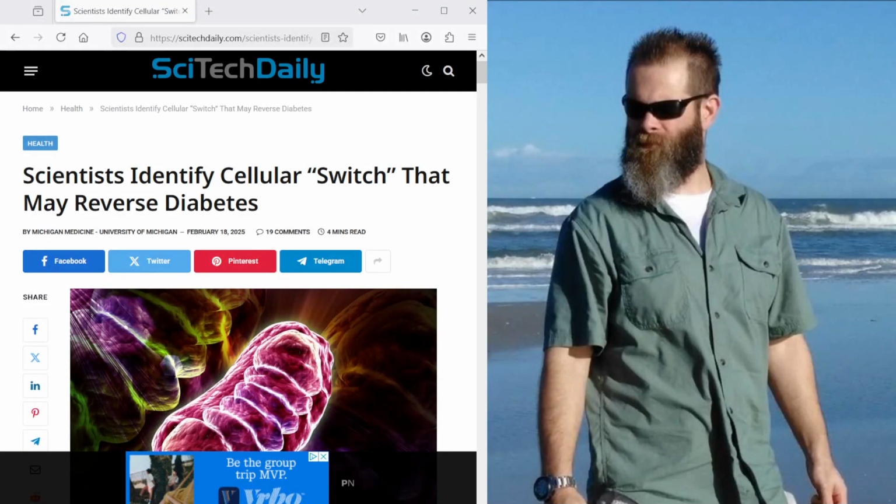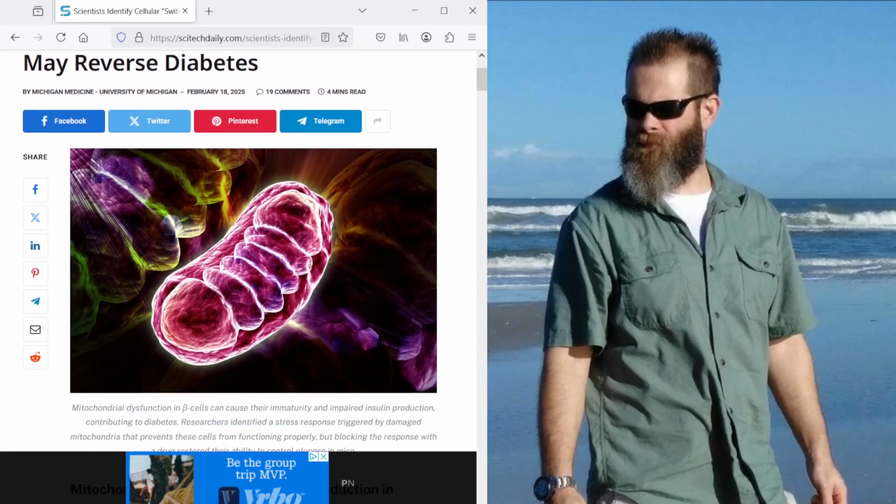This is a super cool article I found. It's titled Scientists Identify Cellular Switch That May Reverse Diabetes. I wanted to go through this because it made me think of some really important questions.